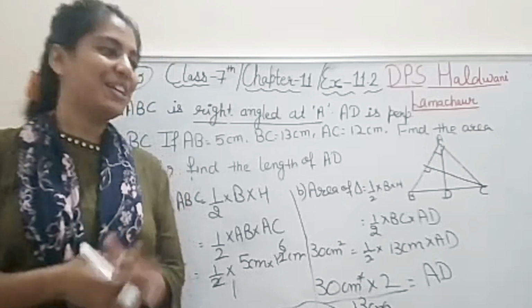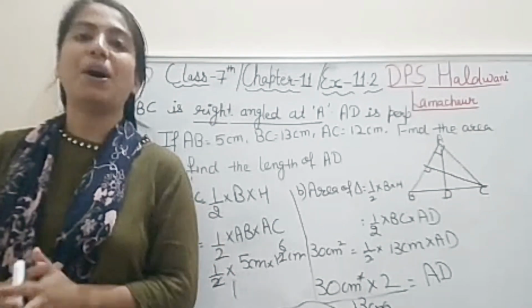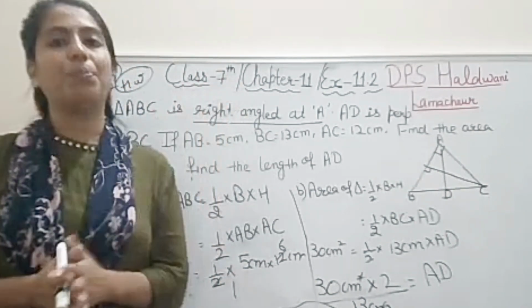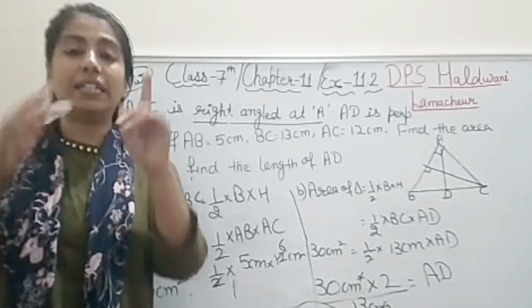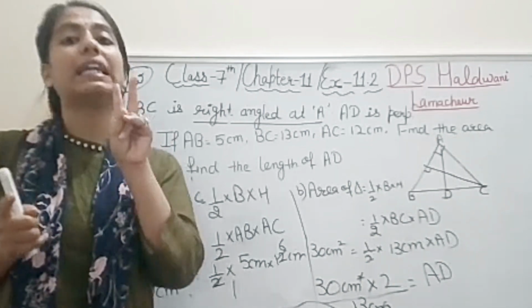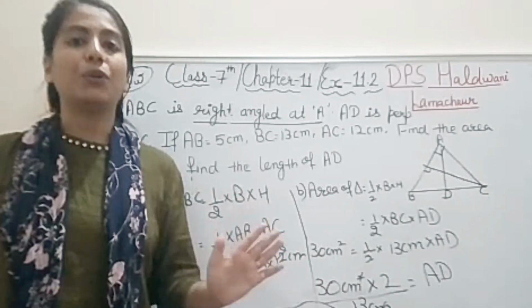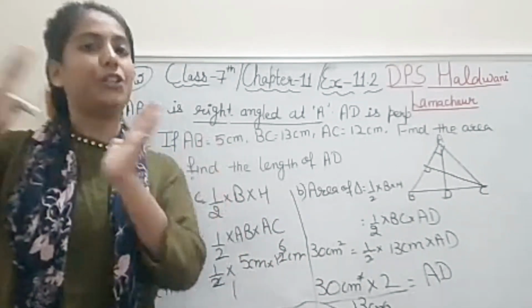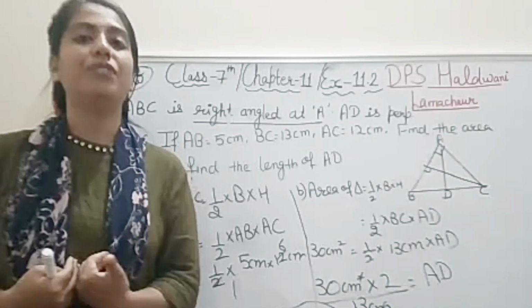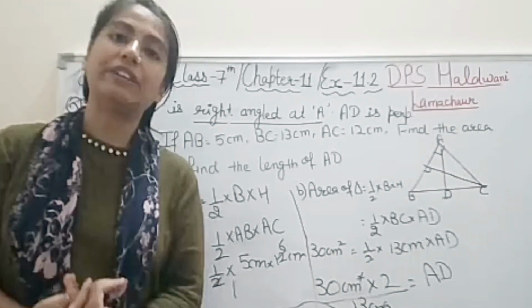Right student? So now this is all about our exercise 11.2. In this we have learned area of parallelogram and area of triangle. That's it, which is a very simple concept. Okay, directly you put the formula and directly you will find out the value for a given term.